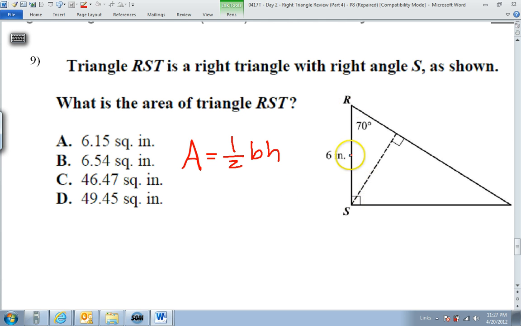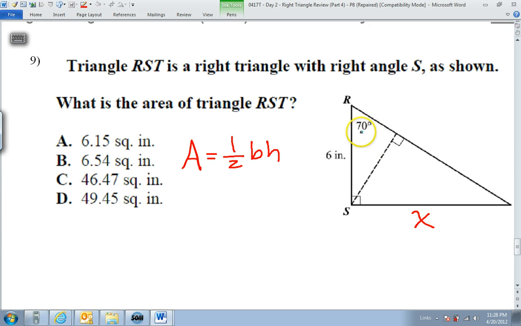So we have the height right here. It's 6. All we need to know is the base. That's all we need. See this diagonal right here? That's just there to fake you out. Don't be fooled by it. We don't need it. Base, height. Ignore this diagonal line.